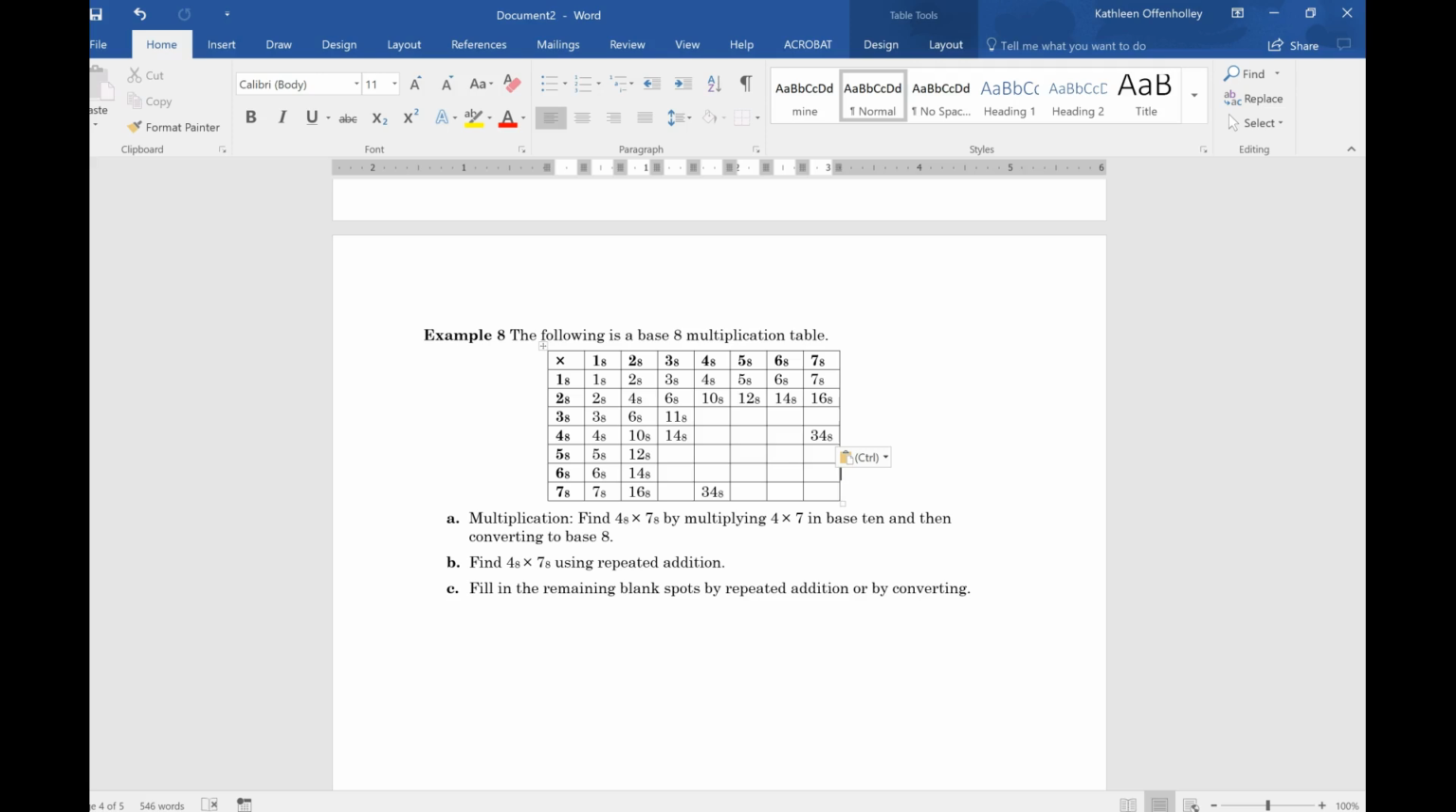What I would urge you to do is try filling out more of this table before you advance the video. Stop the video here and see how much more of the table you can get correct before going on.